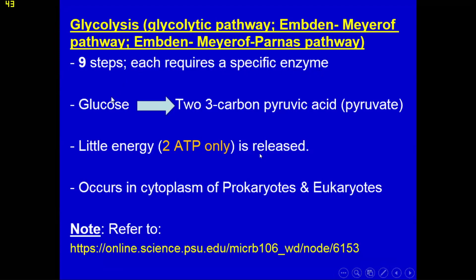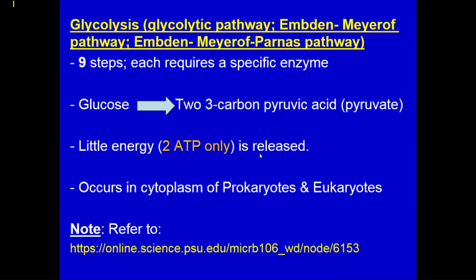The end of glycolysis of glucose will be the release of 2 pyruvic acid, pyruvate. Each pyruvic acid has 3 carbons. So at the end of glycolysis, 2 pyruvic acid or pyruvate are produced, each pyruvic acid with 3 carbons. Very easy. Little energy only, 2 ATP, will be released from glycolysis.